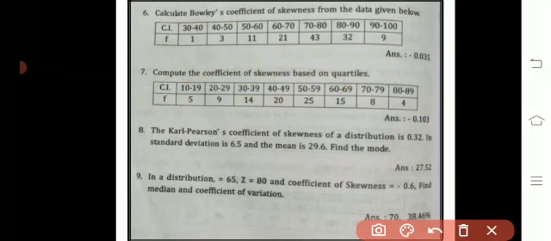Then the Karl Pearson's coefficient of skewness of a distribution is 0.32. Its standard deviation is 6.5 and the mean is 29.6. Find the mode. Use the formula of Karl Pearson's coefficient of skewness, that is mean minus mode upon standard deviation. Then put all the given values and simplify. You will get mode, that is 27.52.